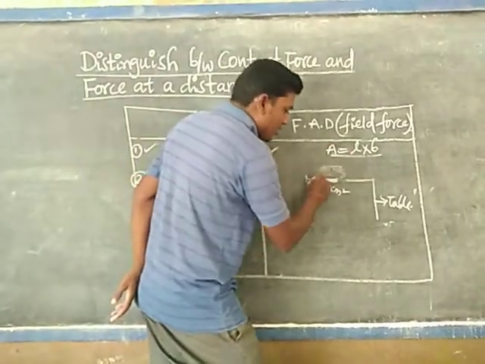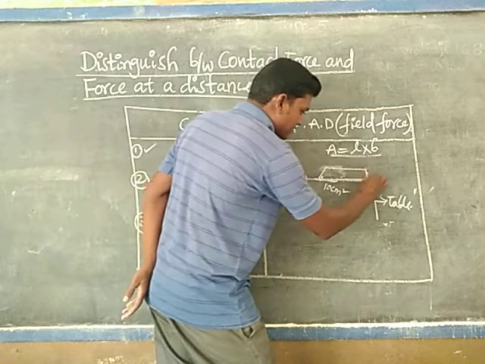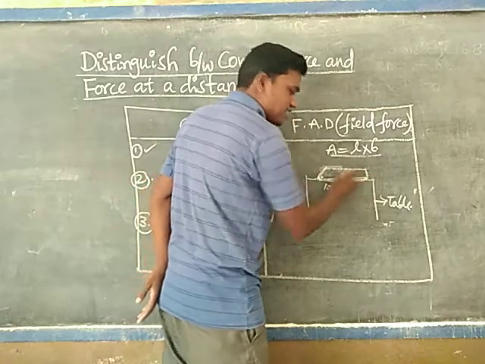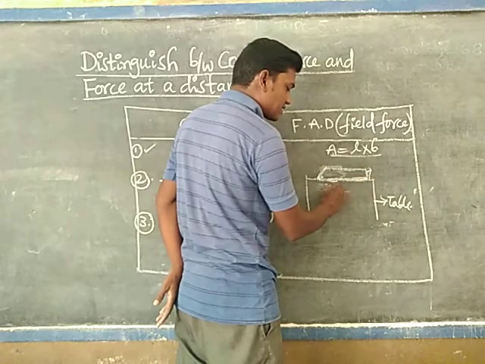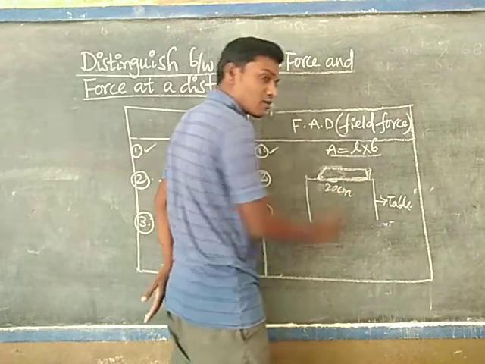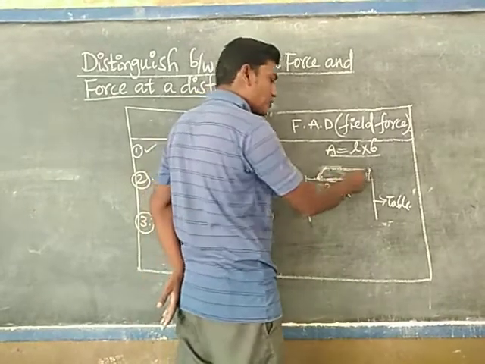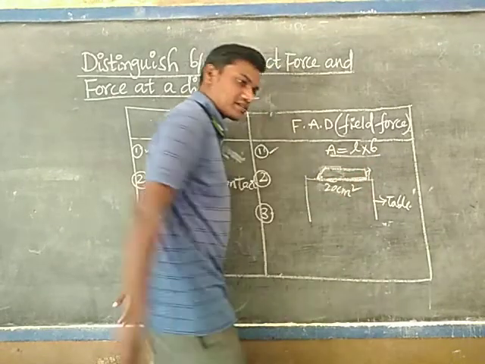Now the same thing, we can place another one, a larger one. The breadth is the same, 1 centimeter, but the length is, for example, 20 centimeter. Then what is the area? 20 into 1, 20 centimeter square.